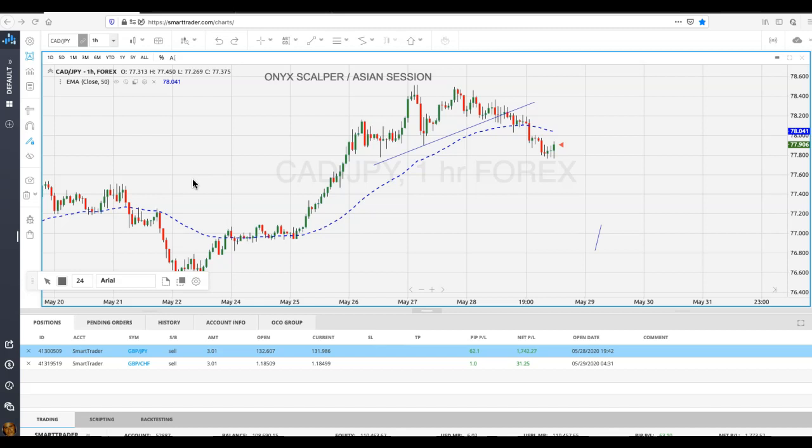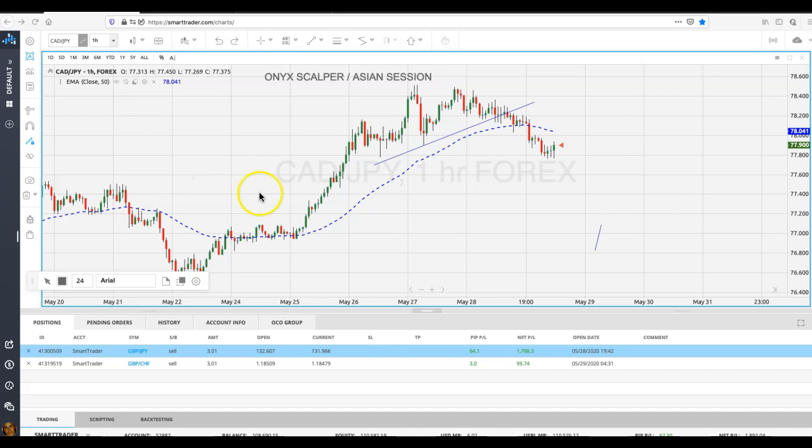I normally do not like trading the Onyx Scalper during the Asian session because there's very little volume. But if you do, the first thing I look for is all yen crosses: Aussie yen, CAD yen, Swiss yen, pound yen. And then I have to qualify the trade. That's important. You just don't take the trade signals when they appear.